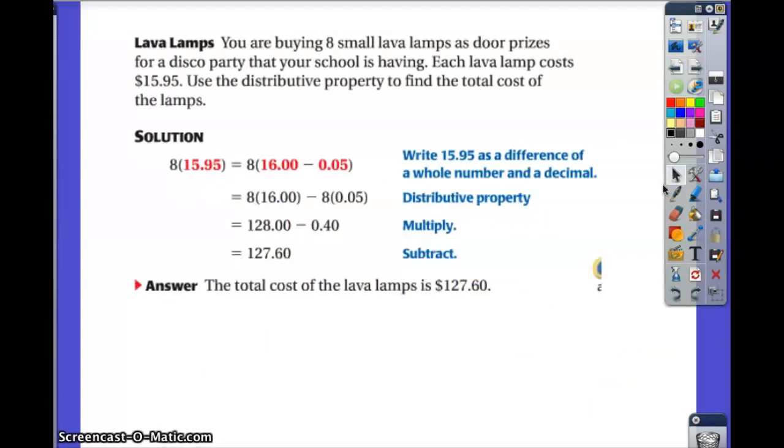Here's a word type problem. It says lava lamps. You're buying 8 small lava lamps as door prizes for a disco party that your school is having. Each lava lamp costs $15.95. Use the distributive property to find the total cost of the lamps. So this is a little different way of using distributive property. You can split 15.95 up into two numbers that you can work a little bit easier with.